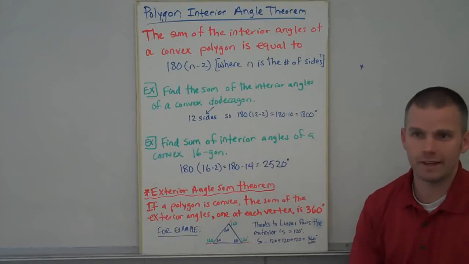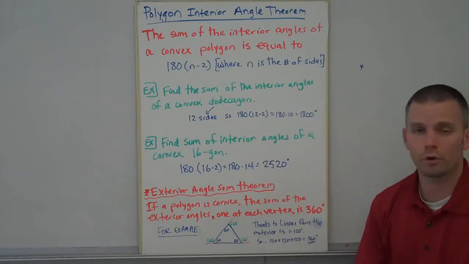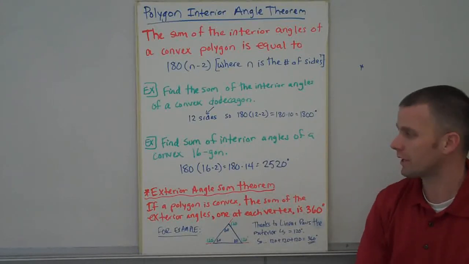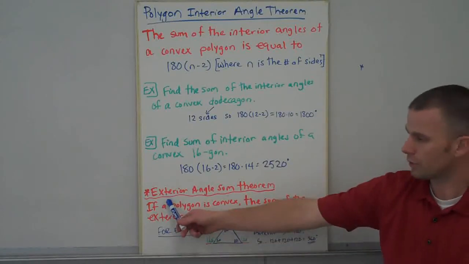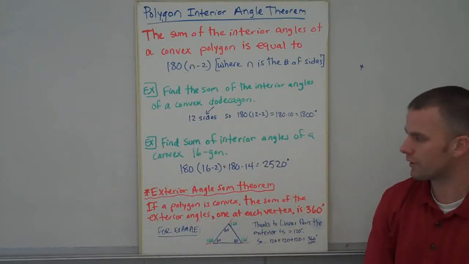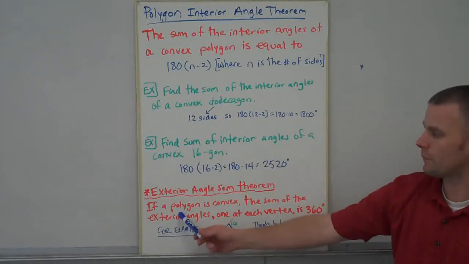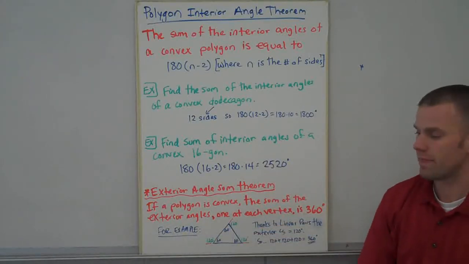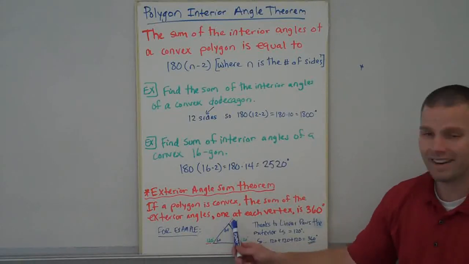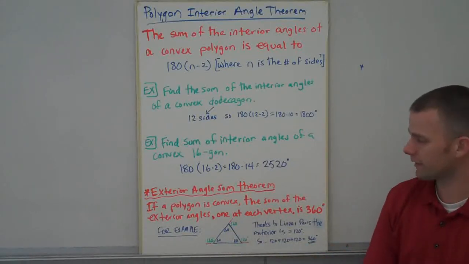So that tells you a little bit about the interior angles of a convex polygon, but what about the exterior angles of a convex polygon? We do have something called the exterior angle sum theorem. Sum meaning total. If a polygon is convex, the sum of the exterior angles is always going to be 360. Now the key thing is this, you can only have one exterior angle at each vertex.